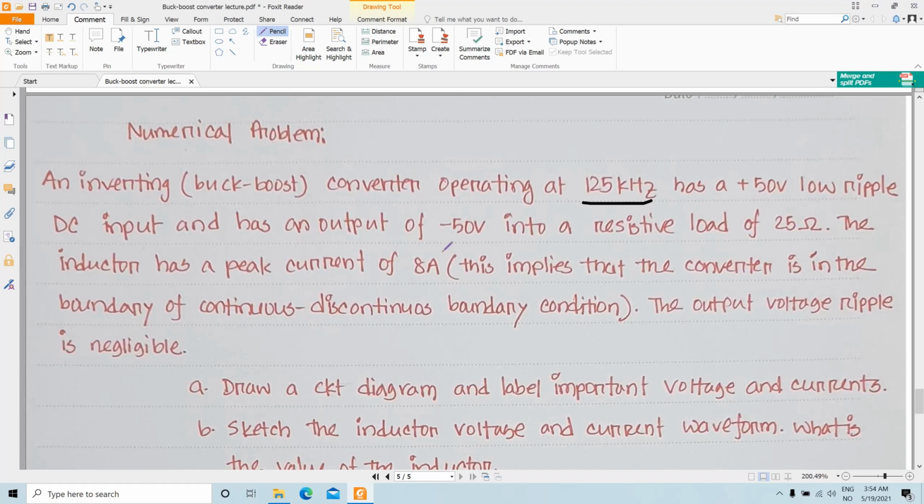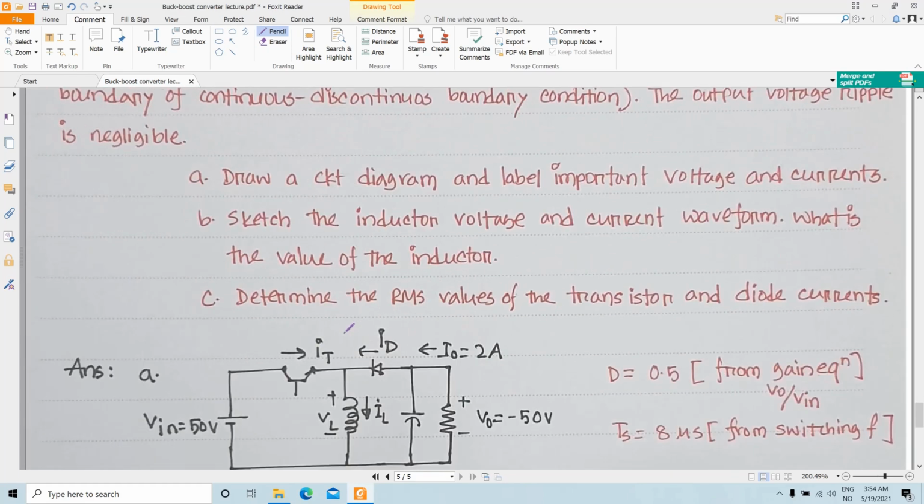The inductor has a peak current of 8 amp. This implies that the converter is at the boundary of continuous and discontinuous operation. The output voltage ripple is negligible, and you are asked to draw the circuit diagram and label the important voltage and currents, and second, sketch the inductor voltage and current waveforms and calculate the value of the inductor, and in the third part, determine the RMS value of the transistor and the diode currents.